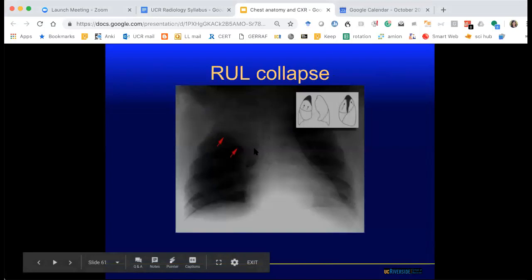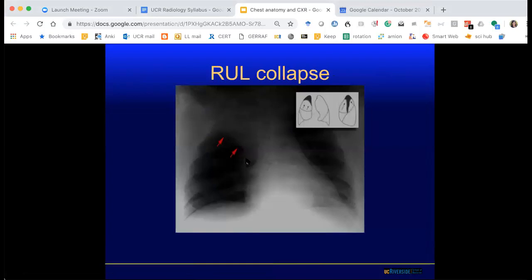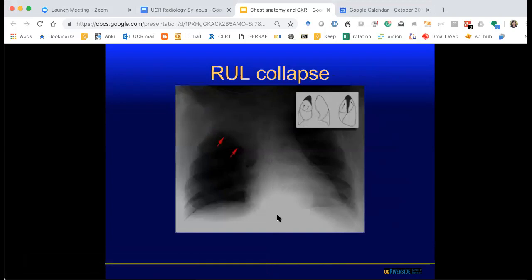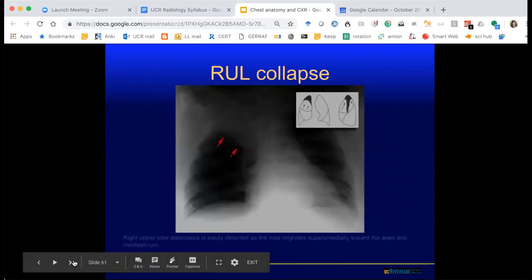Here, I'm sorry, this is a bad image, I should probably window this better, but the lucency extends to this level, and it's because of this right upper lobe collapse. Lines and tubes, we see the NG tube here, and the NG tube should be below the GE diaphragm. The side port should be below the GE diaphragm. We'll talk about that more in the GI lecture that we'll have.